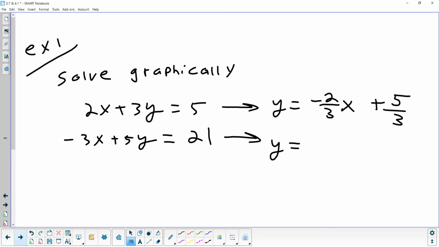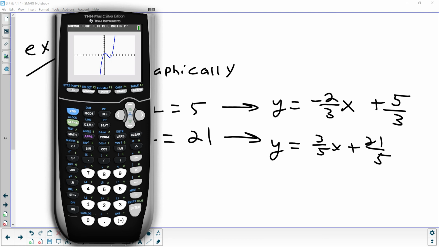And the bottom one, somebody tell me what that one would be? 3/5 x plus 21/5. Yep. So you'd add the 3x and then divide by 5. A little annoying with fractions to have to type these in, but we're just going to use parentheses. What I'm typing in is exactly the same thing, just parentheses to clarify. So negative 2/3 x plus 5/3 and 3/5 x plus 21/5. All right, so let's hit graph, and we're looking for where they cross.